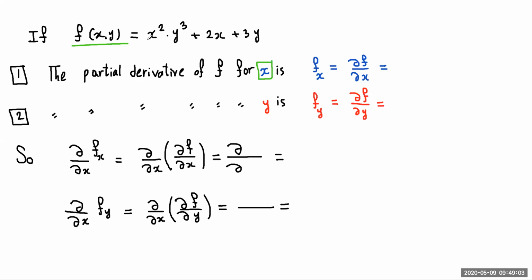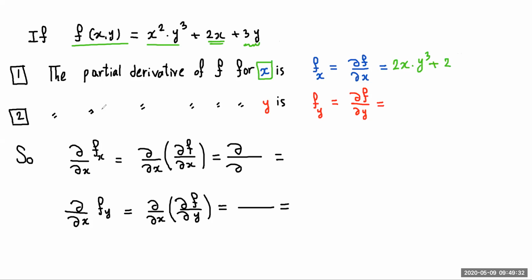So what is the derivative with respect to x of this function? This term, for example, the first term, y is constant. So it's 2x times y power 3. Then the derivative of the second term with respect to x is plus 2. Finally, the derivative of this term with respect to x is 0.